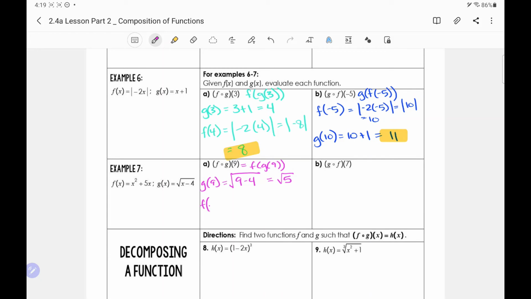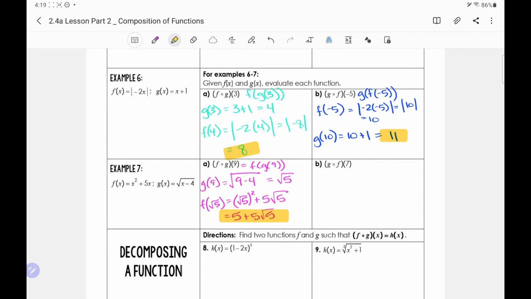Now we have to do f of the square root of 5. So let's plug it in. X squared, so the square root of 5 squared plus 5 times the square root of 5. So what is the square root of 5 squared? It's just 5 plus 5 times the square root of 5. We can't simplify that because square root of 5, we could make a decimal, but we don't want decimals. We want the most precise answer. So our answer is actually done.